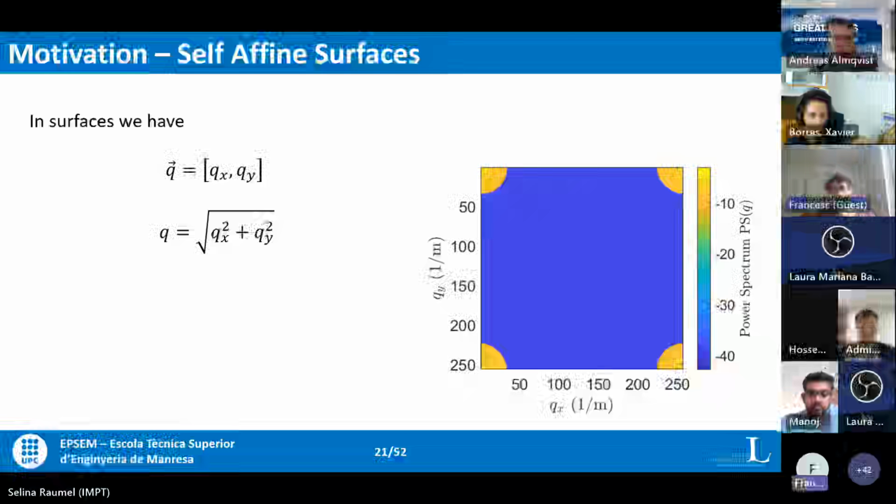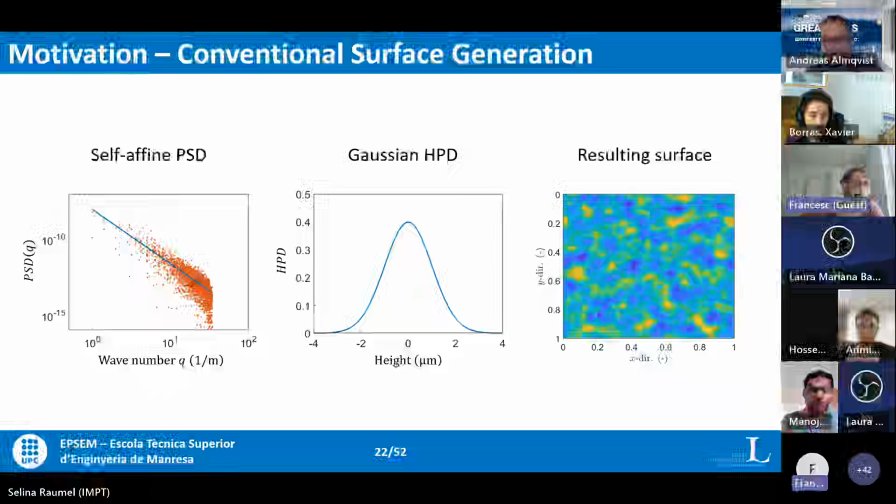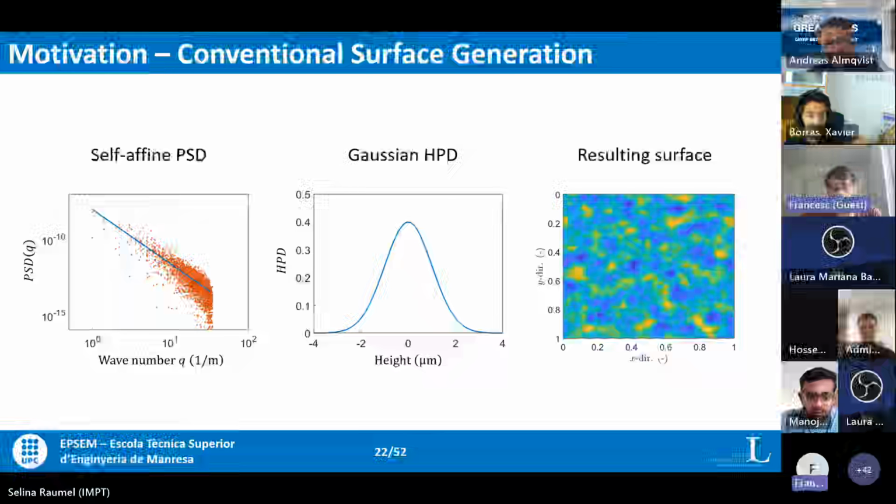And so, what is a traditional approach? Well, we take a self-affine power spectrum, we take a Gaussian height probability density, and we compute our resulting surface. This is very simple to obtain, and this is the most common. For example, the quantum mechanics challenge was using this type of surfaces, and in general, say 90% of the papers dealing with this sort of generated surfaces will work with Gaussian surfaces.